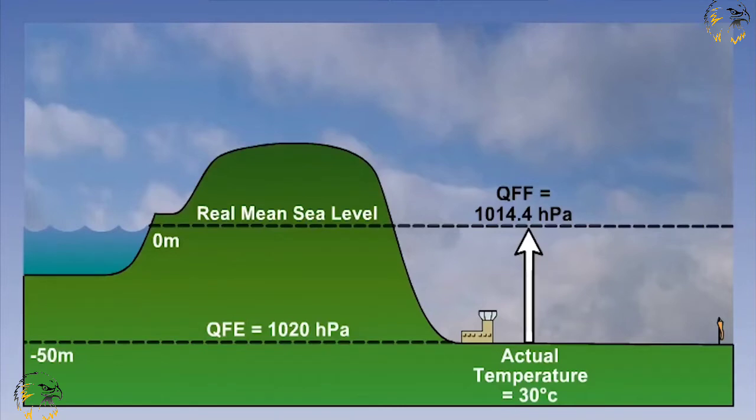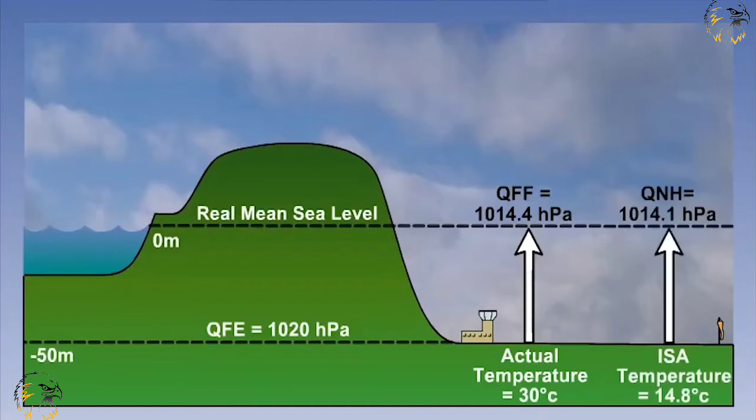QNH, on the other hand, does not know that conditions are warmer than ISA, and it uses a higher pressure lapse rate, reducing the pressure by much more. So, in 50 meters, to find the QFF, the pressure was reduced by a lot less than QNH. In this example, below sea level in warmer than ISA conditions, QFF was more than QNH.